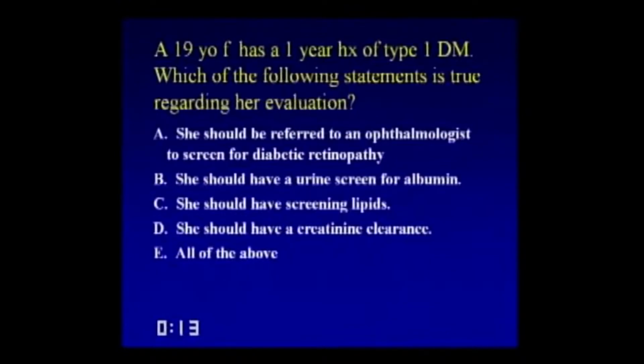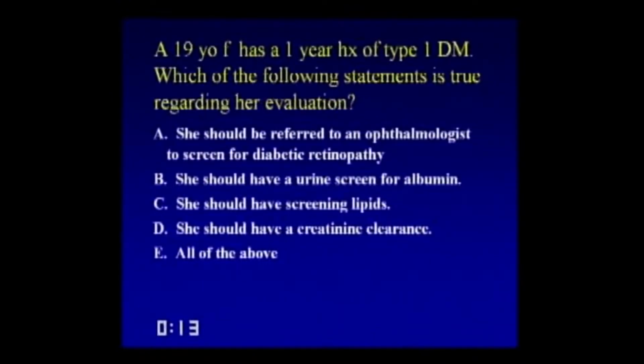We're going to start with the complications of diabetes, and one of the important issues is the issue of screening. So let's just start with a question. A 19-year-old female has a 1-year history of type 1 diabetes, type 1. Which of the following statements is true regarding her evaluation?